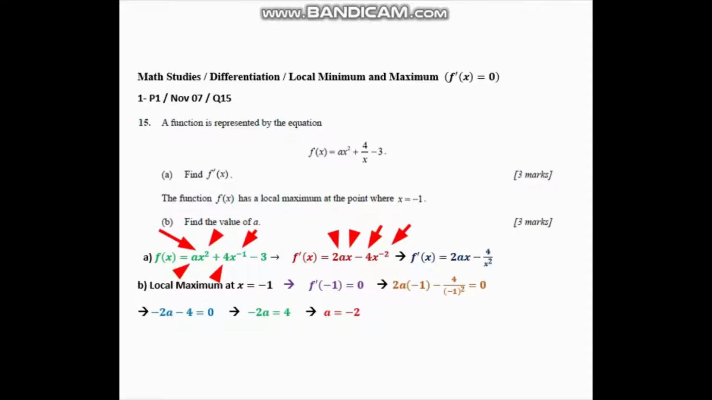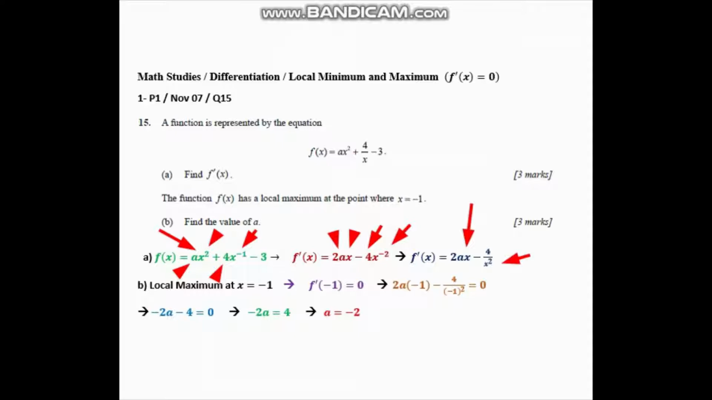A nicer way to write this red expression is in the form of the blue expression right there, where I returned the x power negative 2 back to the denominator as x squared. However, you do not really have to do this to get the marks for question A. Sometimes this helps you solve maybe question B and so on. So it's a nice technique to know.